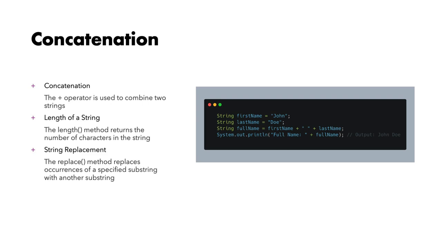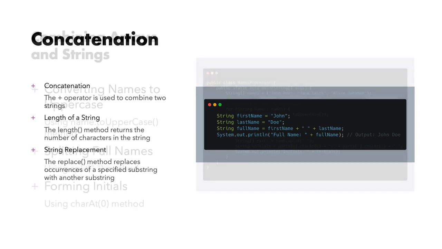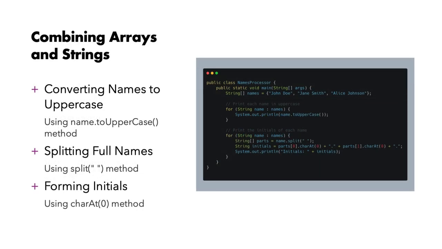For concatenation, you can use the plus operator. To find the length of a string, you can use the length method, and replace substrings using the replace method. Let's look at a few more examples. We can convert names to uppercase, split full names into first names and last names, and form initials using specific methods.